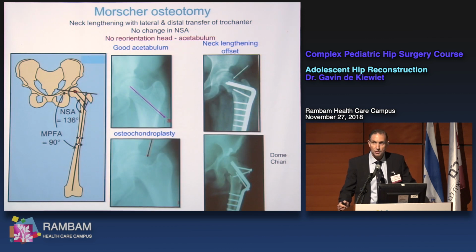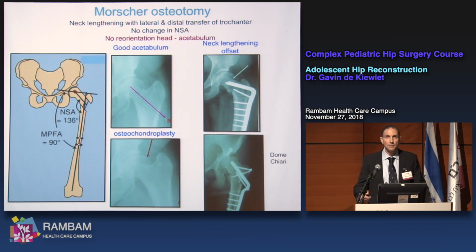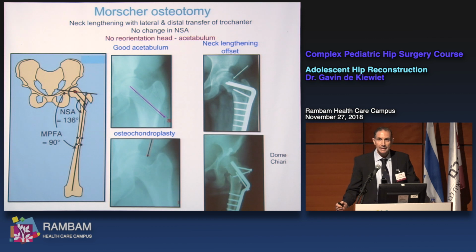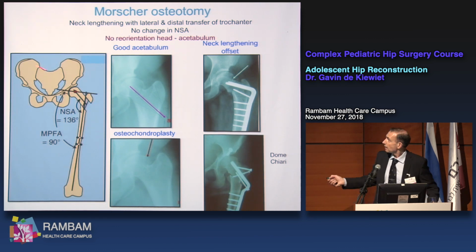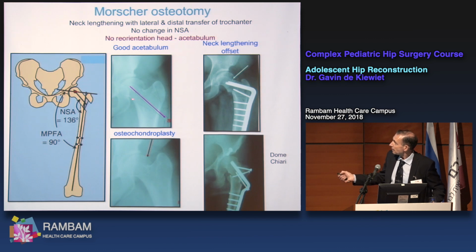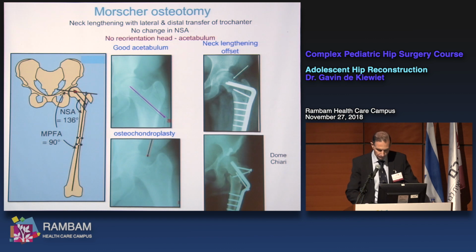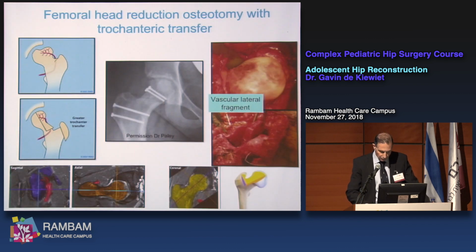As opposed to the Morscher osteotomy, and you'll hear about this a bit later on, the orientation between the head and the acetabulum does not change. It's a neck lengthening operation, and you also transfer the trochanter. But the neck shaft angle here is determined by the angle that you cut that particular part of the bone. And this will go into more detail later on.